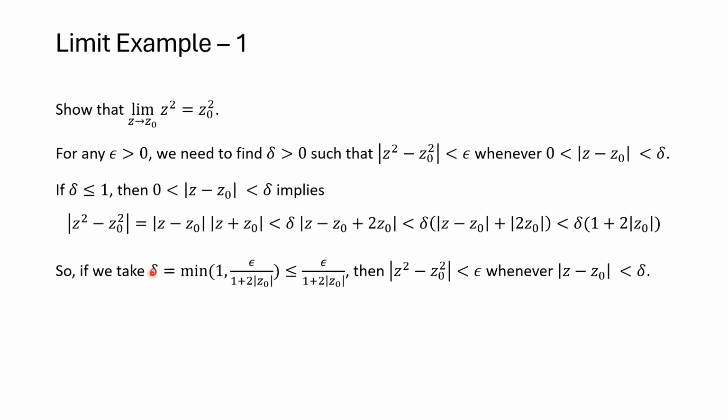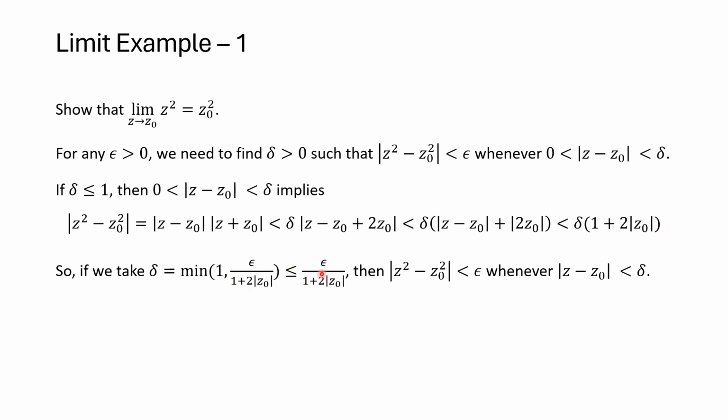And what we do is we let delta equal the minimum of 1 and epsilon divided by 1 plus 2 times the modulus of z sub 0. And whenever you take the minimum of two terms, you're less than or equal to either one of them. So delta is less than 1 if we define it this way, which means that this is true, which means this whole expression here is true.